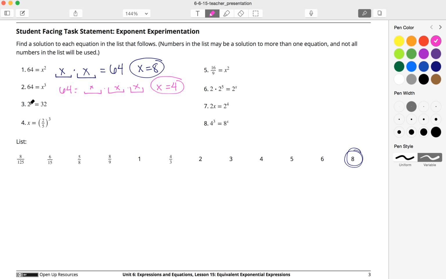Oh, this one is 2 to the power of x equals 32. So how many times do I have to write 2 out to get to 32? So 2 times 2 is 4, times 2 is 8, times 2 is 16, times 2 more, there's my 32. So there's 1, 2, 3, 4, 5 twos. So in this case, x was equal to 5.